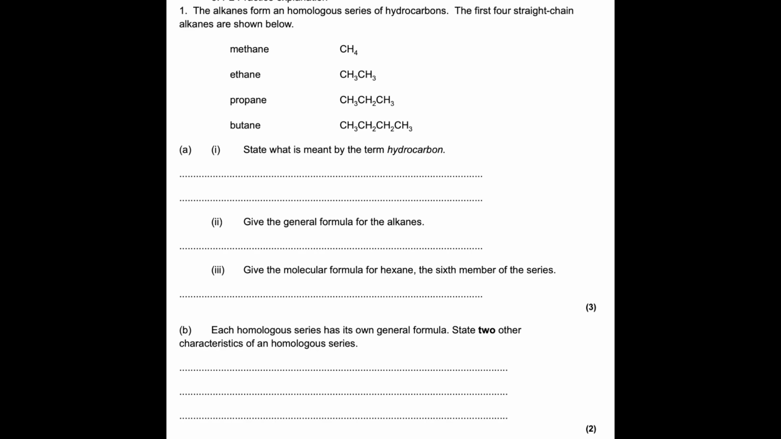The third part of that is give the molecular formula for hexane. And so for that, you would just plug in 6 as n for the general formula, so it would be C6H14. And then for part B in that, each homologous series has its own general formula. State two characteristics of that. And so answers will vary on that, but answers can be that they would react the same or they would have the same physical or chemical properties.